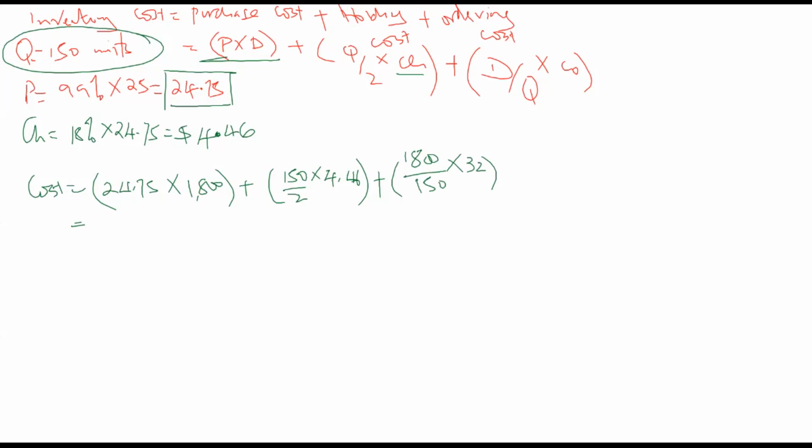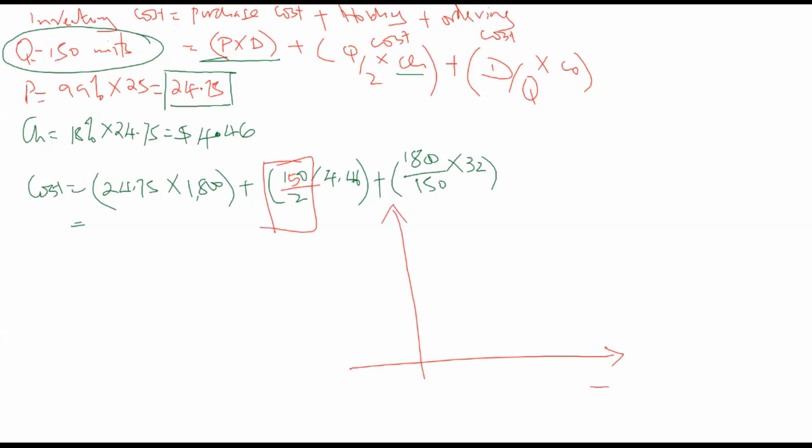Okay, on the holding cost, why are we using the quantity as 150 instead of the annual quantity? Where? Let me just try to pick it up. Here. Yes, here. Why are you using 150 other than 1800? Yeah, the annual. Oh, because let me just draw the graph again.